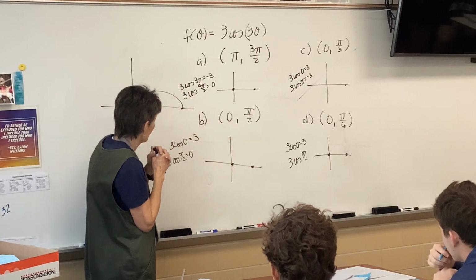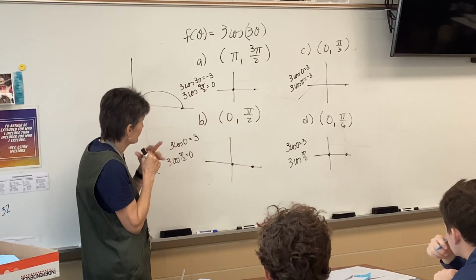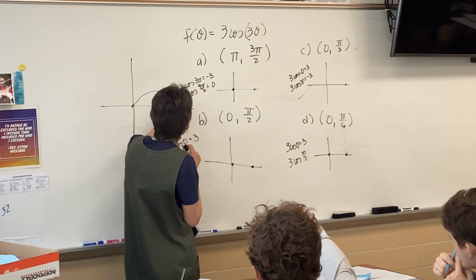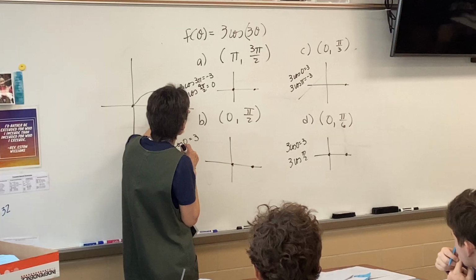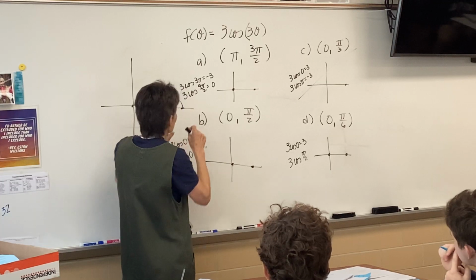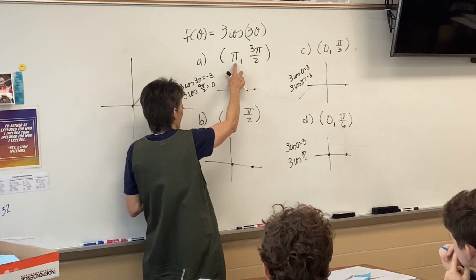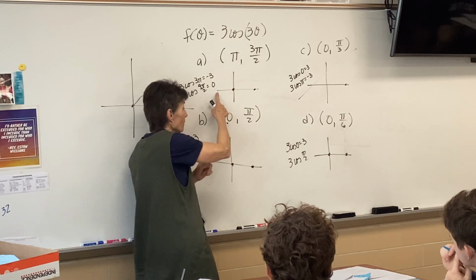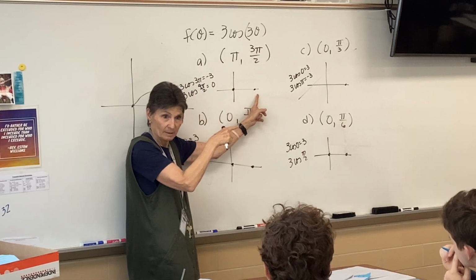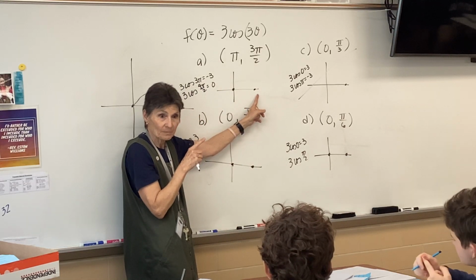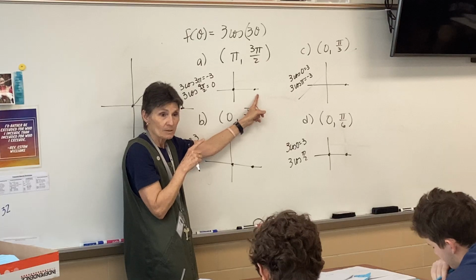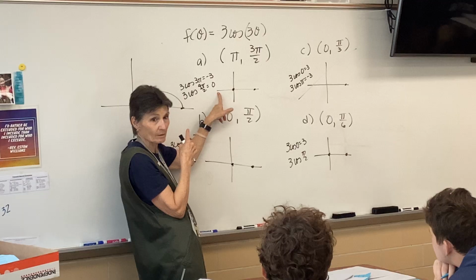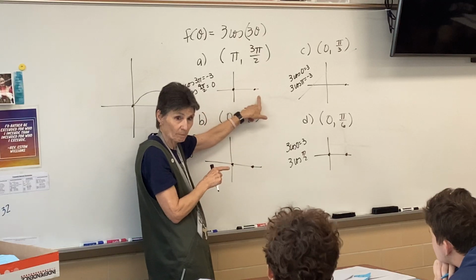So 3 cosine of 3 pi is equal to -3. So how is the point on the positive 3? Because when I plugged in pi, I got a negative. Pi should be plotted here, but because I got a negative, it gets plotted on the opposite side. So I put in pi, so I should be plotting right here, but I got a negative answer.